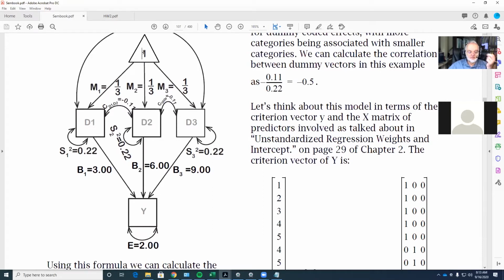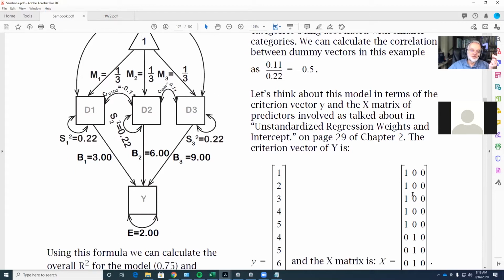I've got to tell you in another lecture how path diagram programs have the column of ones as well as these other things in here to actually recover the values that you're looking at in the diagram.